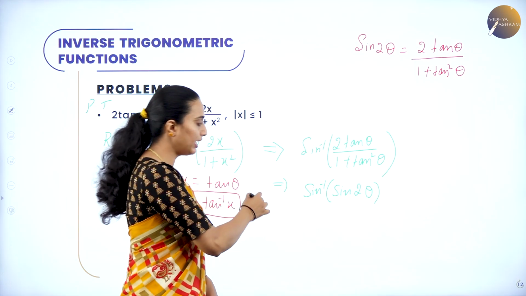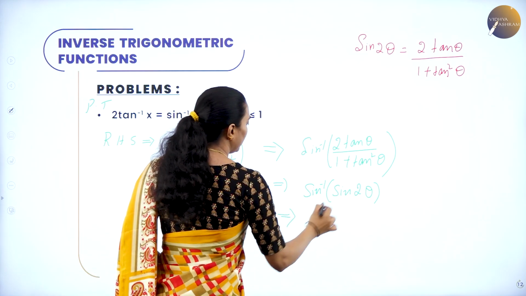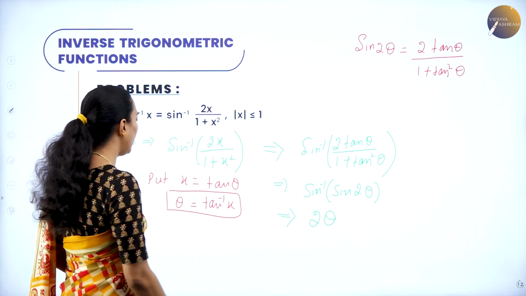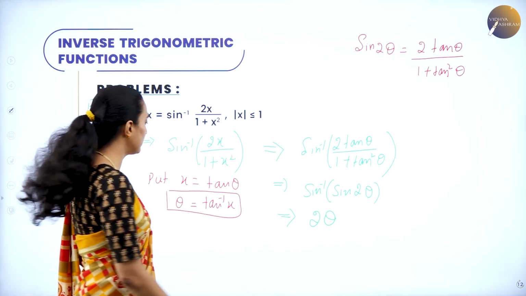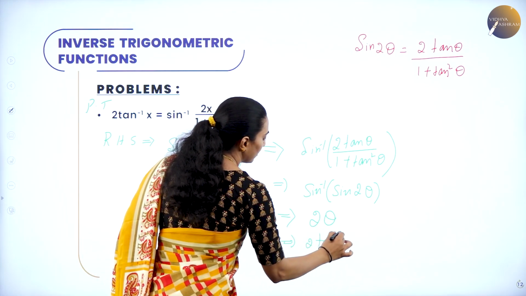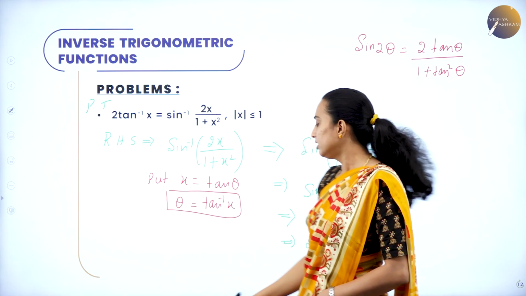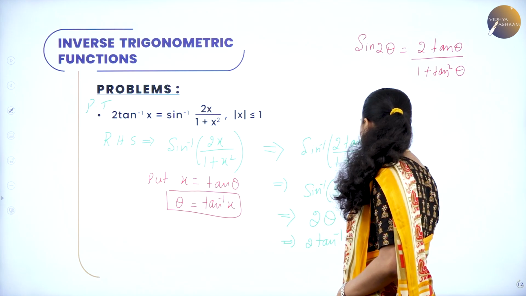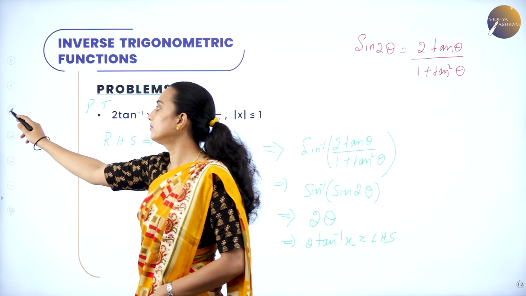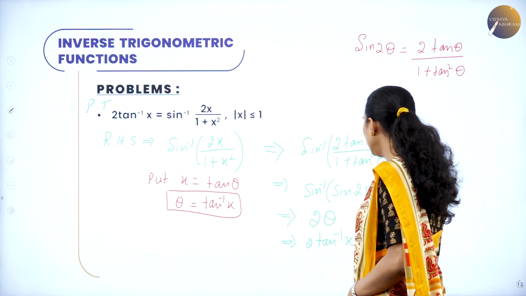Okay. Now sine inverse will go. What are you going to have? Which implies sine inverse of sine 2 theta is 2 theta. Now what is theta? Theta is nothing but tan inverse x. Therefore, which implies 2 tan inverse x. Didn't we prove the left hand side? Yes, 2 tan inverse x, which is nothing but the left hand side.